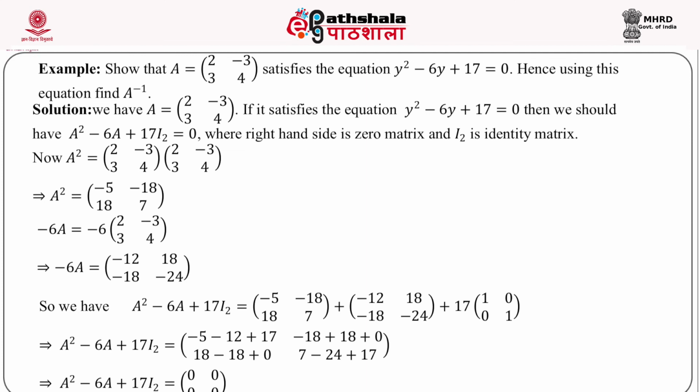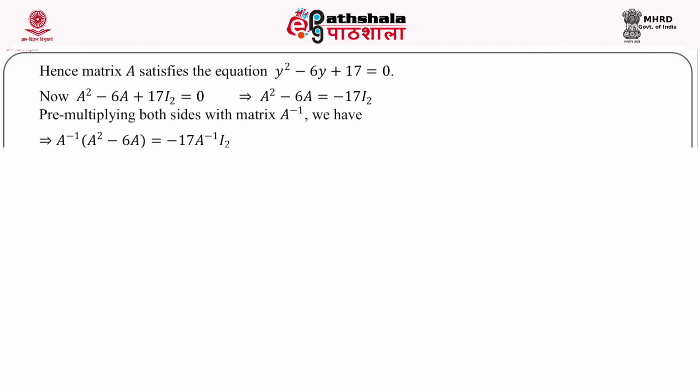Now, let us find A square, that is A into A, we have this matrix, and minus 6A is given by this matrix, and substituting these values in the given equation, we can check that A matrix satisfies the given equation. Hence matrix A satisfies this equation. Now from this we can take 17 into identity matrix on right hand side. So A square minus 6A is equal to minus 17 into identity matrix of second order.